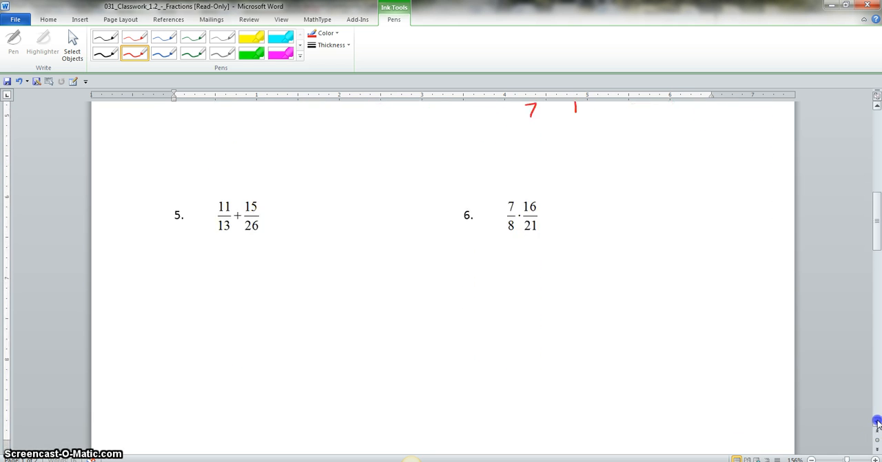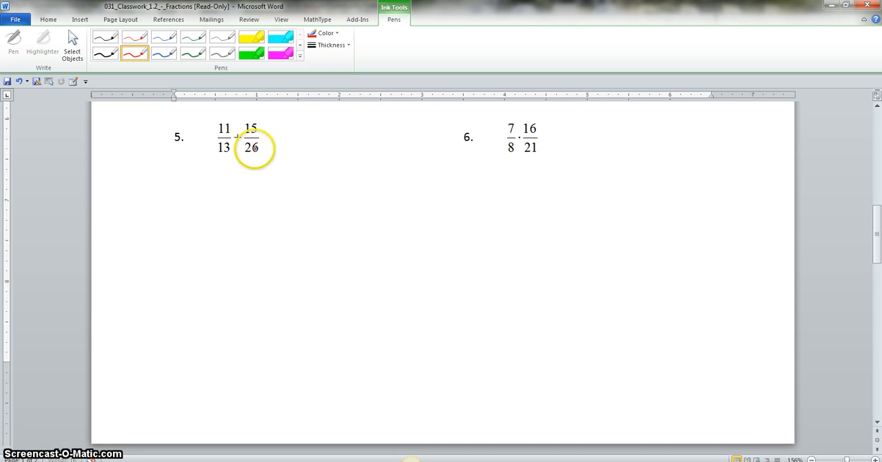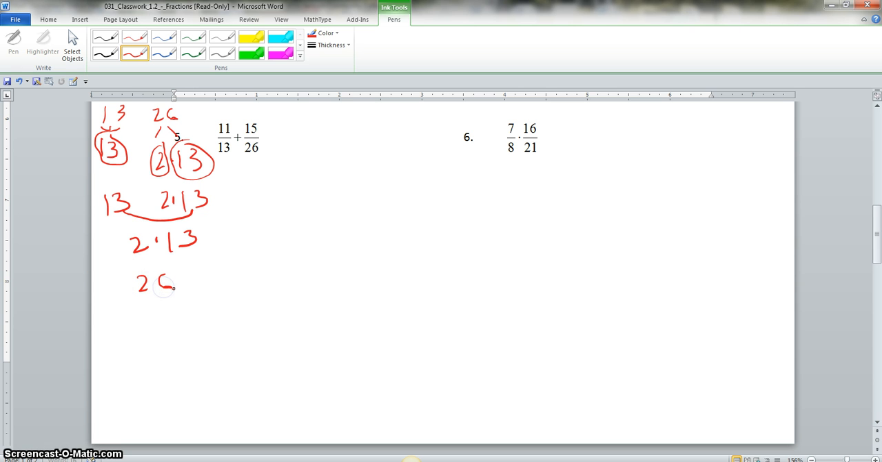Now, we come down here to number 5. Now we need to find a common denominator of 13 and 26. Now we could go off to the side here. 13 is already prime, so we're good with 13. Now we try 26. 26 breaks down to 2 times 13. 2 is prime and 13 is prime. So we'll have 13 here and 2 times 13 here. Now, only one of them has a 2, so we'll bring the 2 down. But both of them have a 13, so we'll bring only one 13 down. So our least common denominator would be 26.